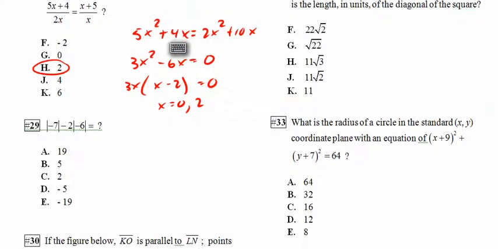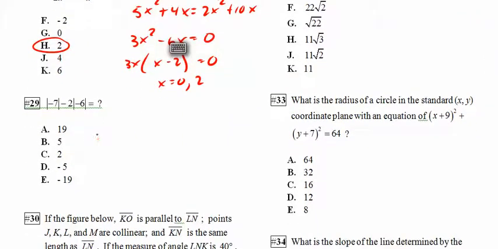We'll have absolute value problem. Negative 7 minus 2 times, well, that's 7, minus 2 times 6, negative 5.